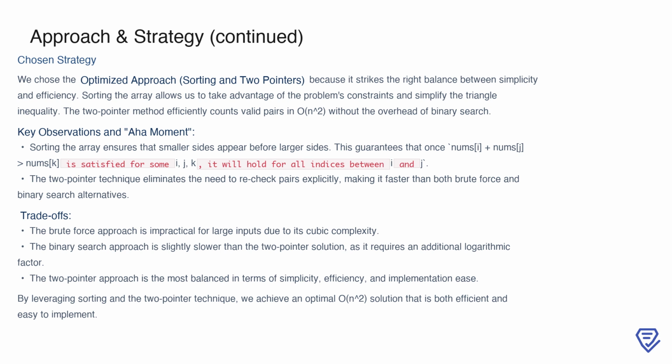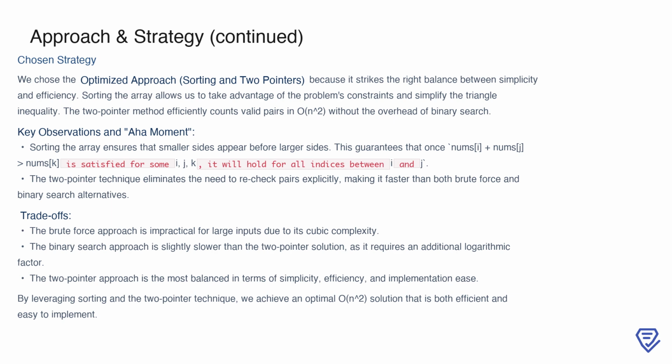One key insight is that once the triangle inequality is satisfied for a pair of indices, it will hold for all combinations of indices between the two pointers. This eliminates redundant checks and leverages the sorted order effectively. In comparison, brute force is too slow due to its cubic complexity, and while binary search is a valid alternative, it introduces a logarithmic overhead, making it slightly less efficient. Overall, the two-pointer approach is the most practical choice, as it provides the best trade-off between computational performance and ease of implementation.